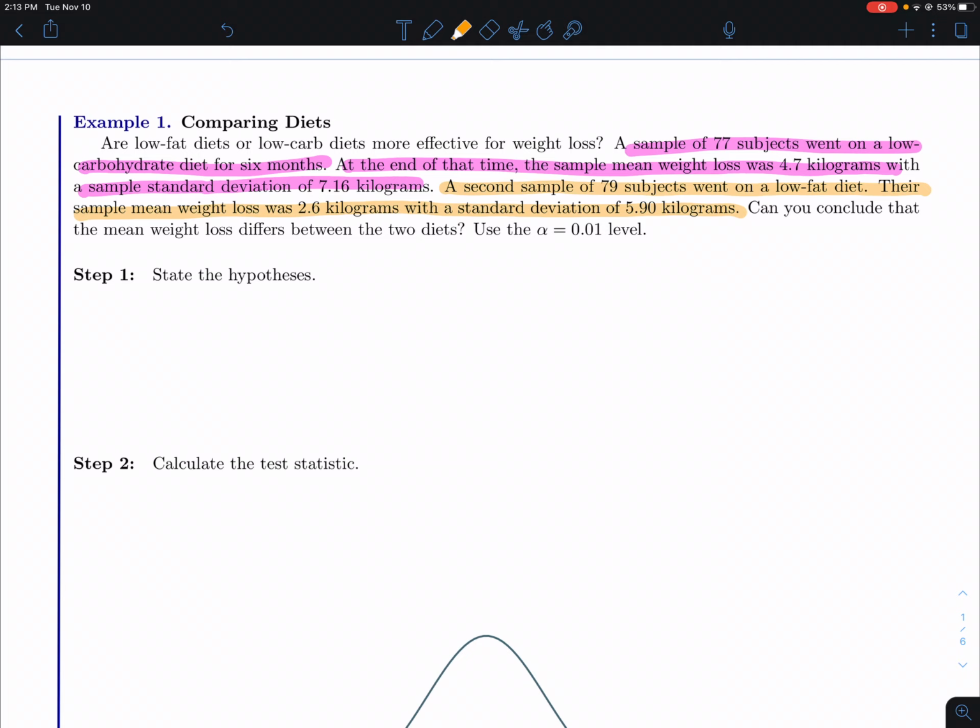Can you conclude that the mean weight loss differs between the two diets? So in this case, we're looking for the difference one. So this is going to be the equals, not equals. And then we've got our alpha level.